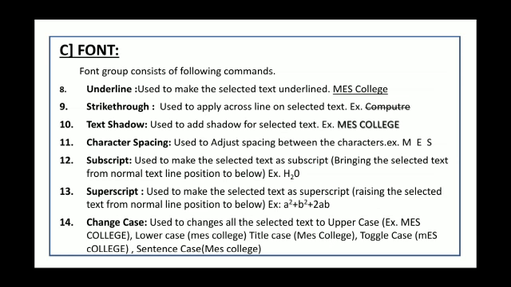Then subscript, used to make the selected text as subscript, bringing the selected text from normal text line position to below, like H2O. Here 2 is subscripted. Okay. Superscript, used to make the selected text as superscript, raising the selected text from normal line position to above, like a square plus b square plus 2ab, that is superscript.